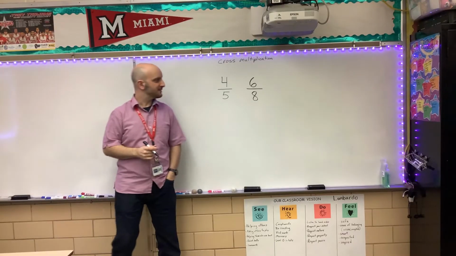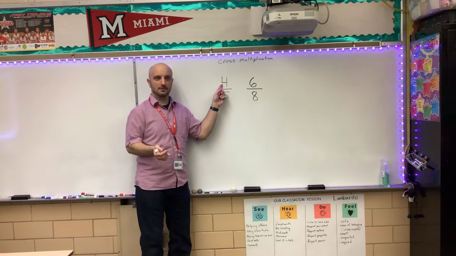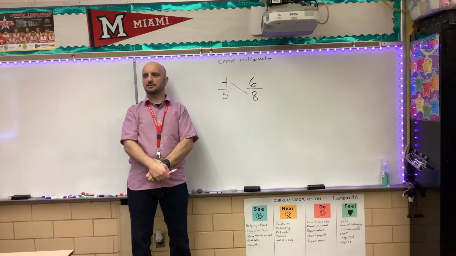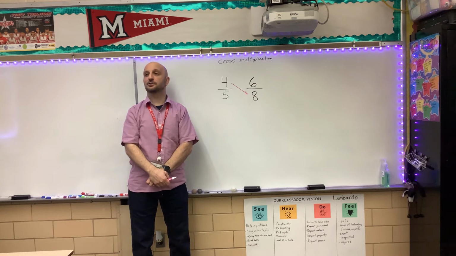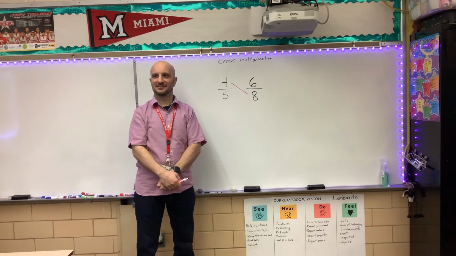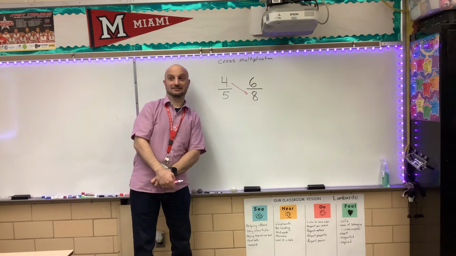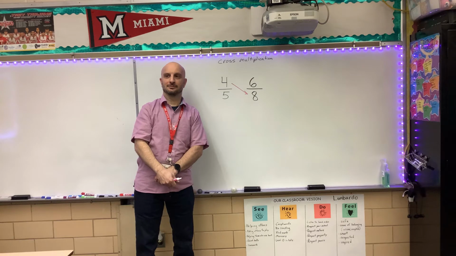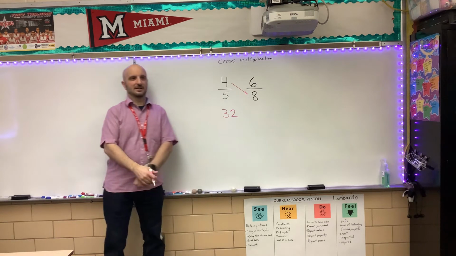Let's compare 4/5 and 6/8. I'm going to start with the upper left. I'm going to multiply 4 times 8. What's 4 times 8? Who knows that fact? Chris knows. It rhymes with dirty shoe. 32! I put that on the left side.